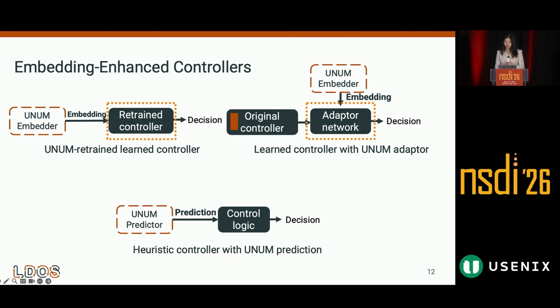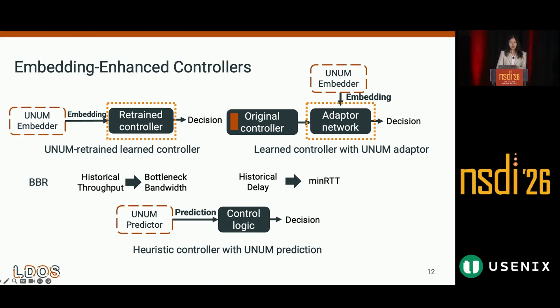For heuristic controllers, we also introduce a very simplified way of integration. We can directly replace their originally used historical observations or handcrafted state estimations with Unum's predictions. For example, in BBR, the controller estimates bottleneck bandwidth and min RTT from the historical throughput and historical delay measurements.